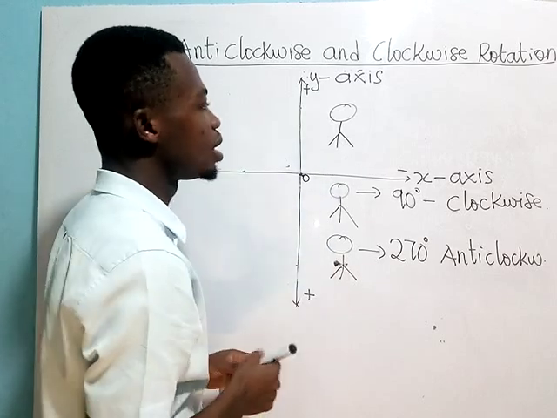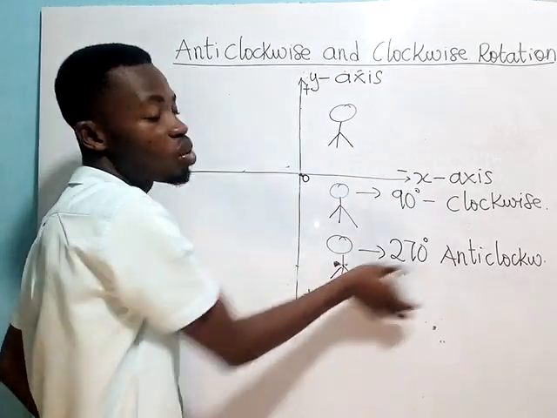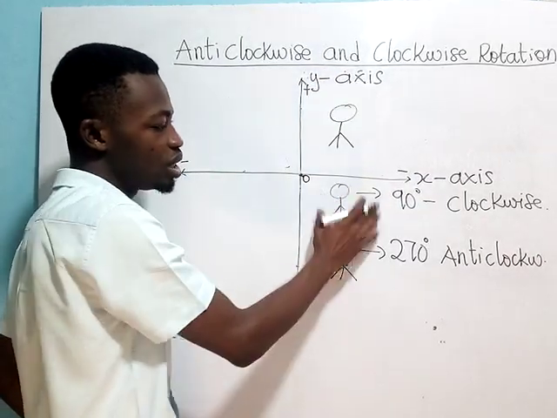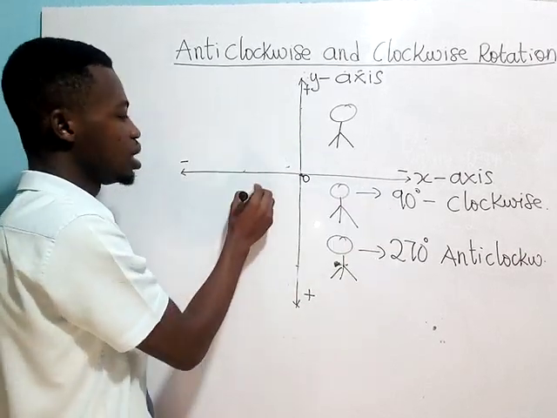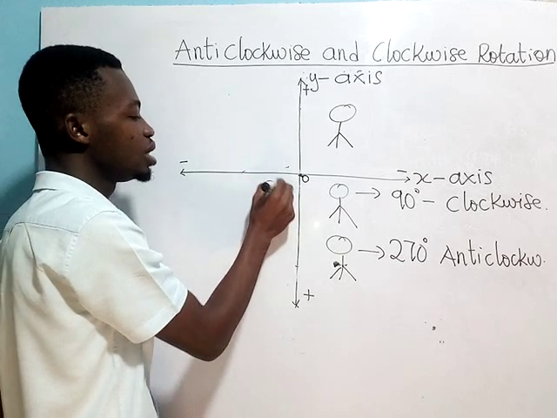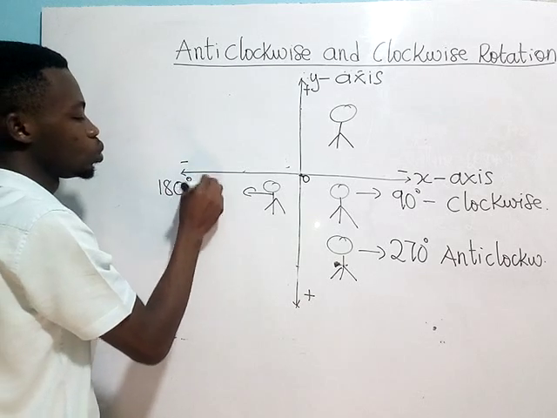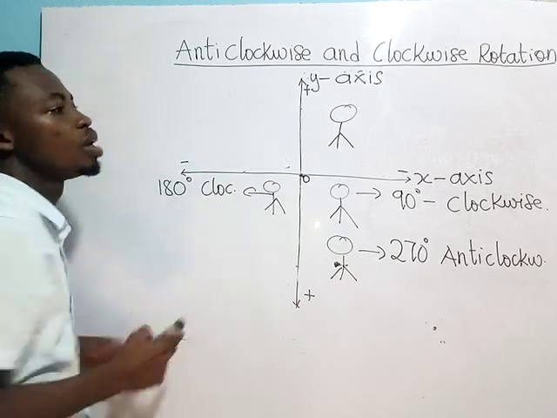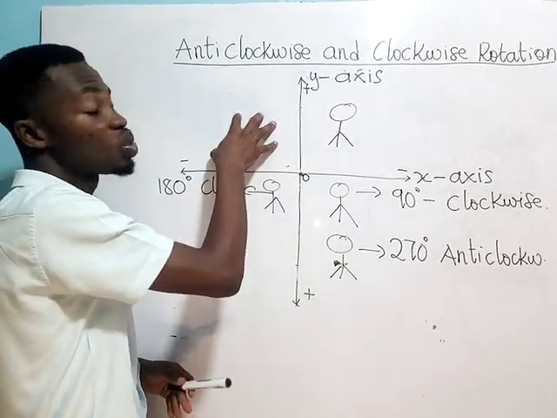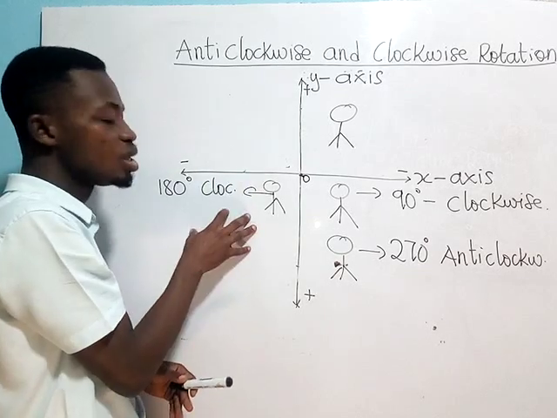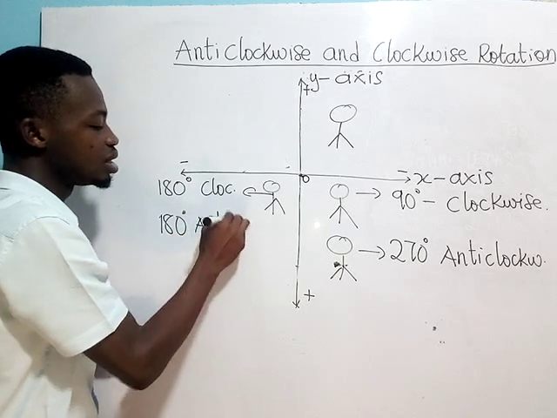Okay, let's take another example. The same person wants to come here. So let's see, he's moving in a clockwise manner. So from this end, to this quadrant, he has covered 90 degrees. He comes here, he has covered 180 degrees clockwise. He's over here, he wants to move in the anti-clockwise direction. He moves to this quadrant, which is 90 degrees, then to this quadrant, which is 180 degrees anti.